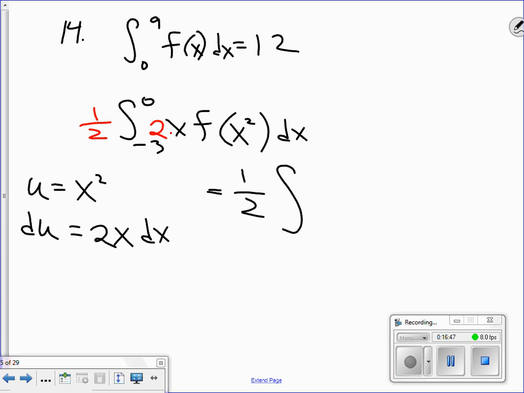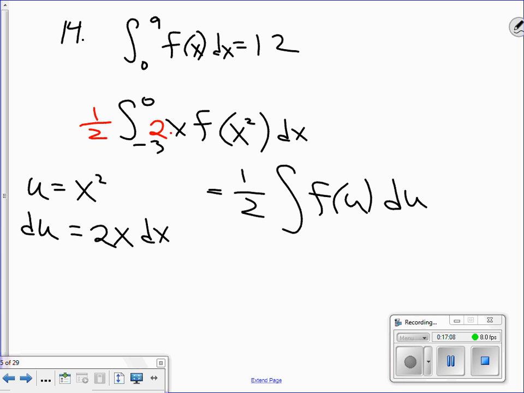Now, we've got 2x times f of x squared times dx. How could I rewrite that? F of u times du, right? We've got the f of u. And the rest of it, the 2x dx, that's just du.